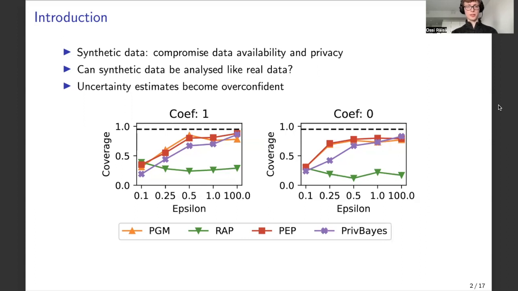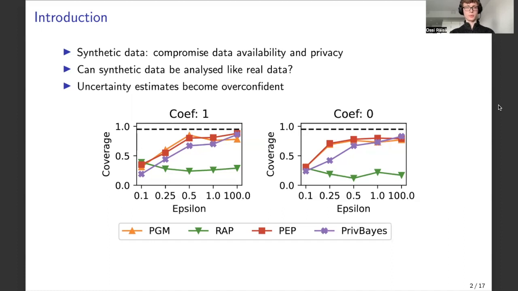In the plots here, we have a very simple example which demonstrates this. First, we generate the real data from logistic regression with two coefficients, which correspond to the two panels here. Then we generate the synthetic data with one of these four differentially private data generation algorithms. And from the synthetic data, we infer the coefficients of the logistic regression, like we would infer them with real data.